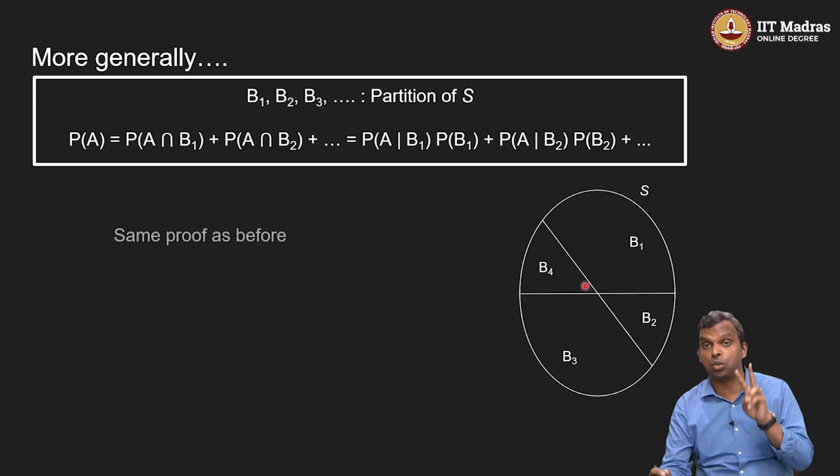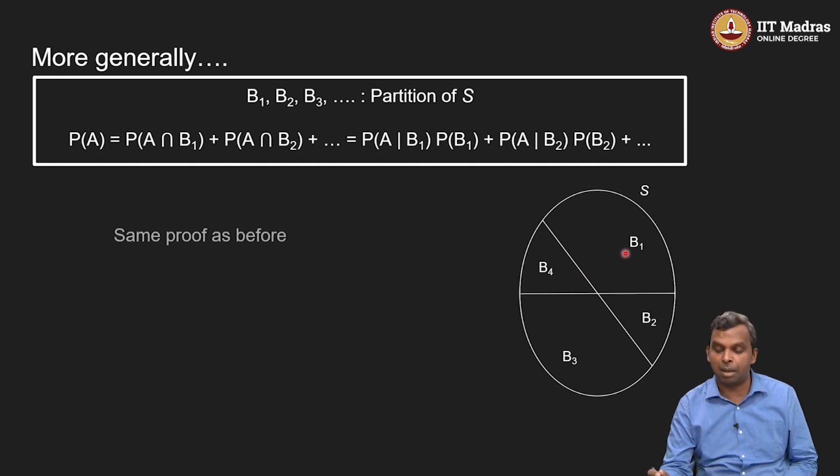So partition implies two things. Together, one of these things should happen, so the union of all the subsets is the entire sample space. Then no two of them can happen together. They are mutually exclusive, disjoint events. If one happened, none of the others could have happened. For instance, if an outcome is favorable to B1, it cannot be favorable to any other event in the partition. Those are the conditions.